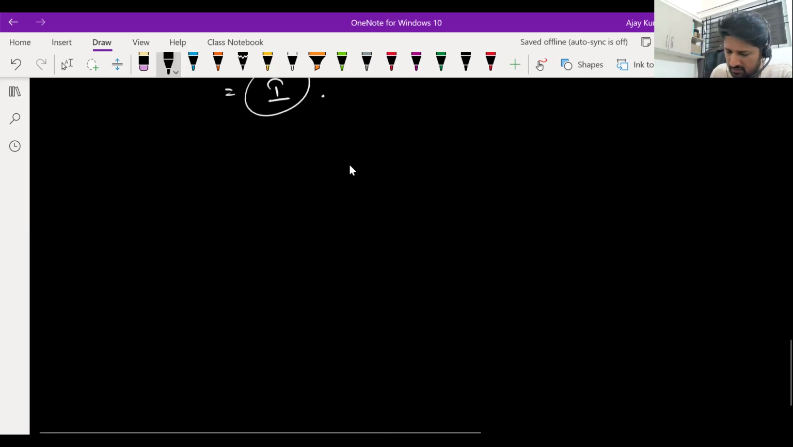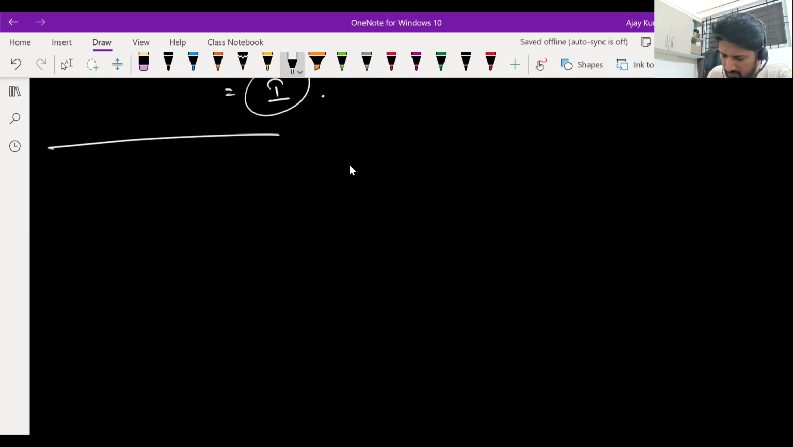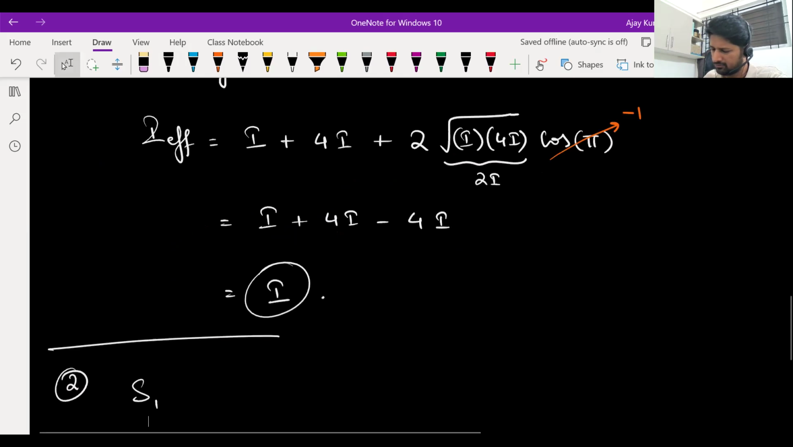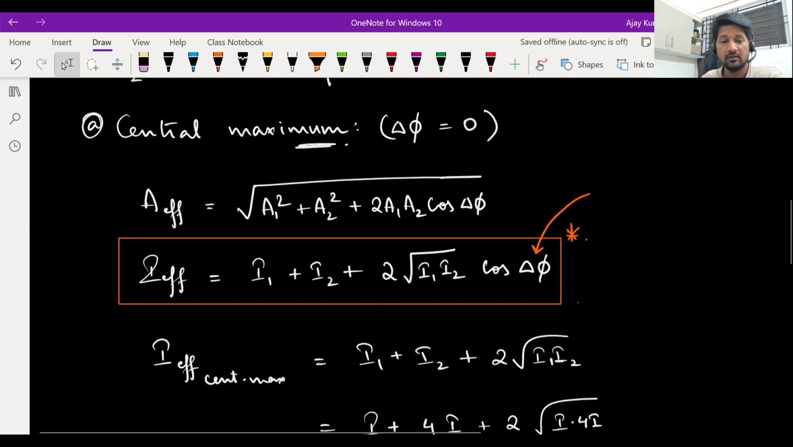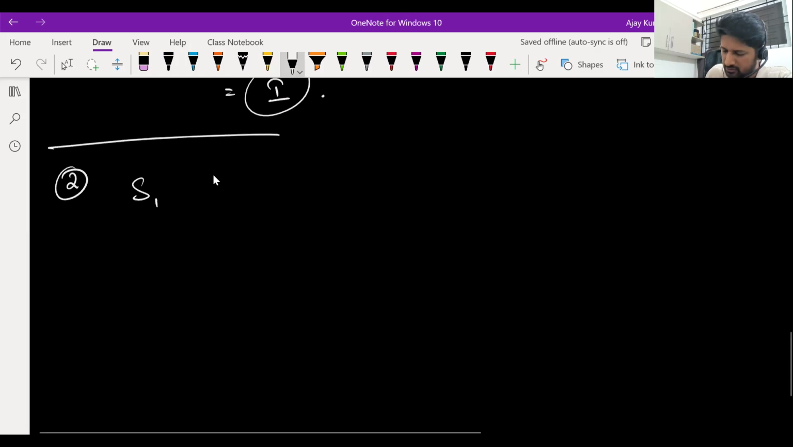Try this question now. Suppose the first source, have you noted this formula for the effective intensity? Yes, sir, I've noted it. Okay. Suppose the source S1 has an intensity, let's say the sources have equal intensities, S1 and S2.